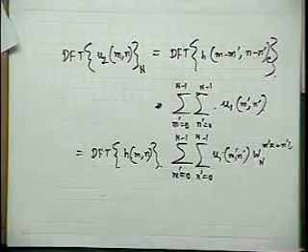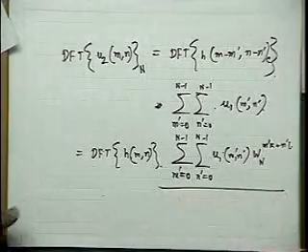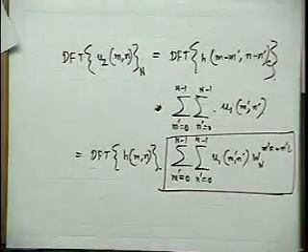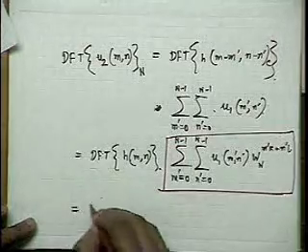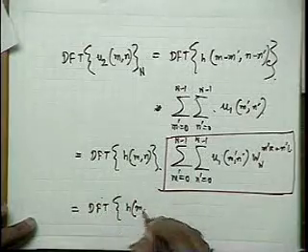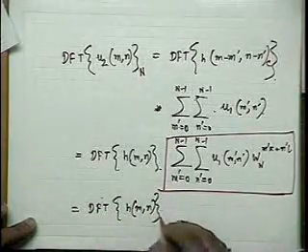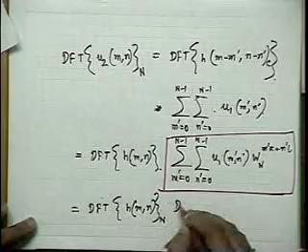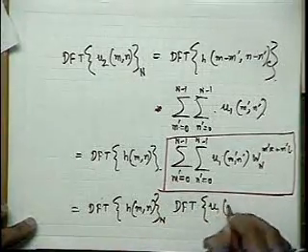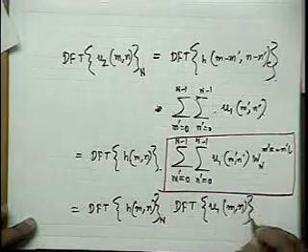Now tell me, what is this expression? This is the DFT of u1. This is very simply the DFT of u1. So what I have over here is the DFT of h(m,n), to the base capital N, multiplied by the DFT of u1(m,n), to the base N.